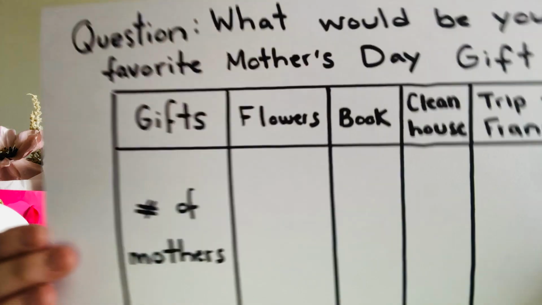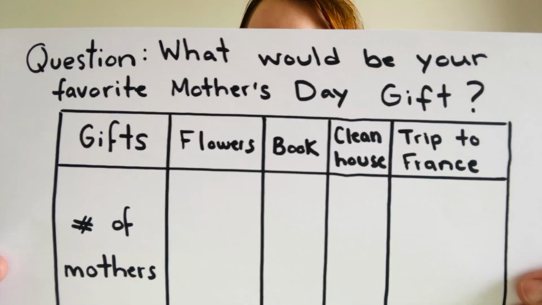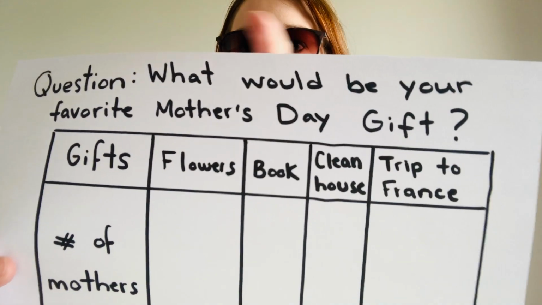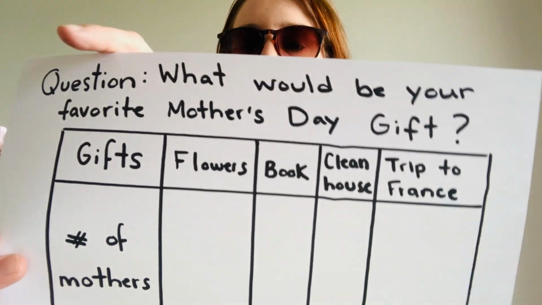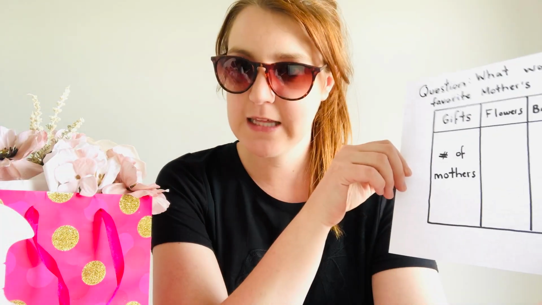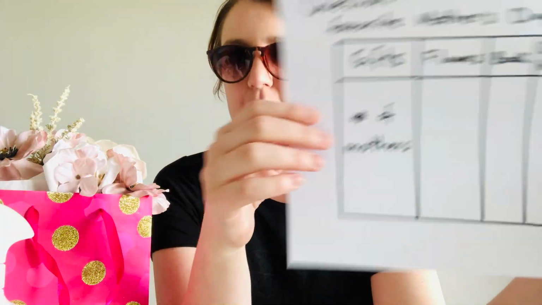So I have 4 options right here, and my chart is going to look like this. I like my glasses, I'm going to keep them. At the top of your chart, you are supposed to find your question here. What would be your favorite Mother's Day gift? This is basically the question that you're going to ask over and over again.